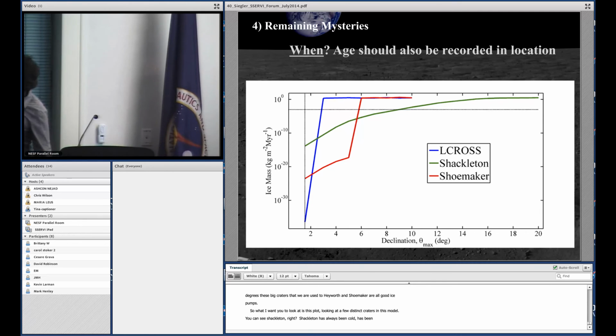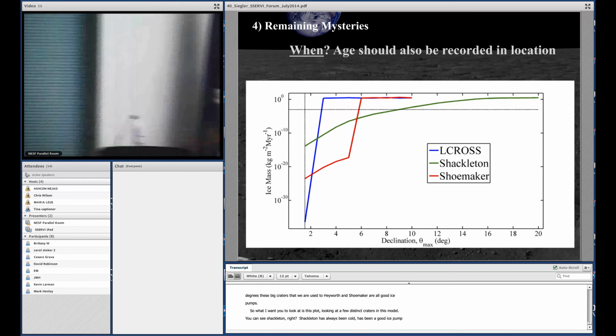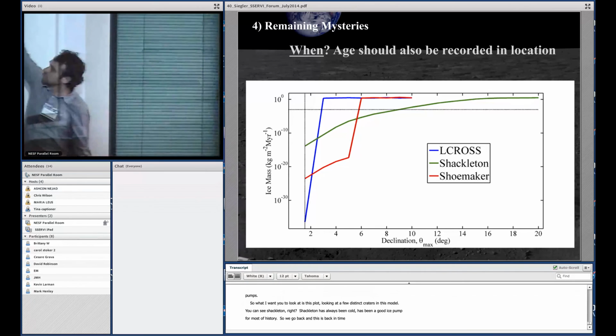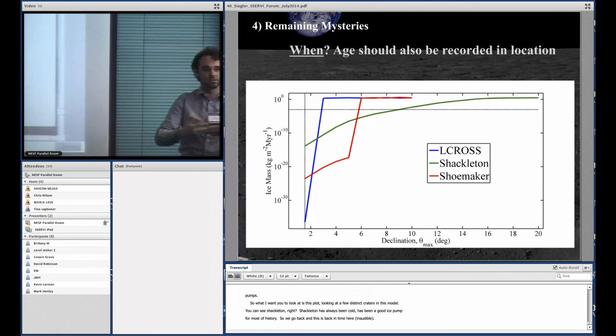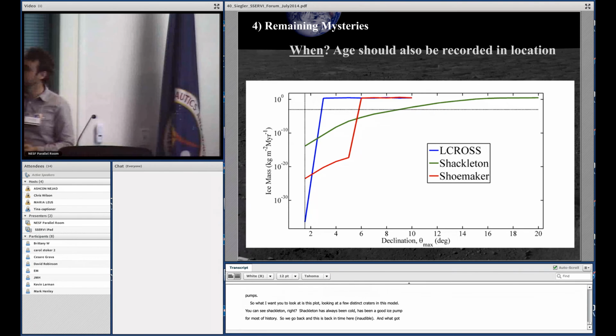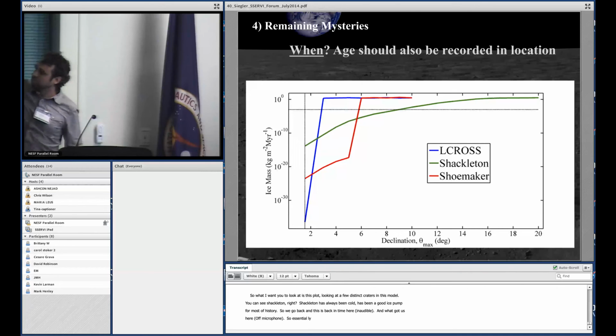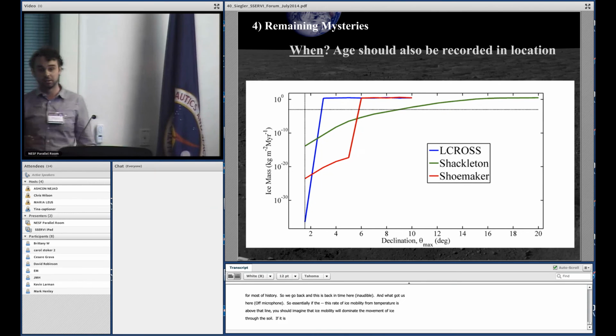And what I've drawn on here is from Dana Hurley's models. We have the gardening rate, that is, how fast gardening would overturn the material. So essentially, if this rate of ice mobility from temperature is above that line, you should imagine that ice mobility will dominate the movement of ice through the soil. If it's below that line, then gardening will dominate that.